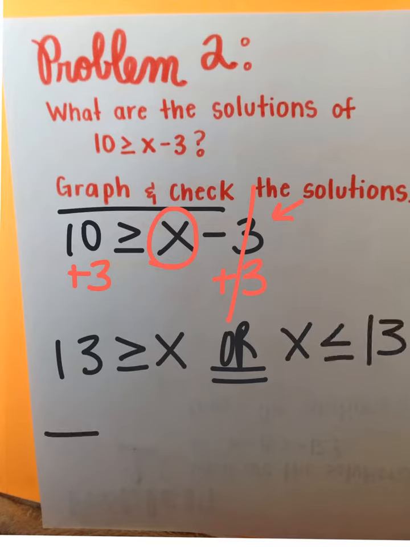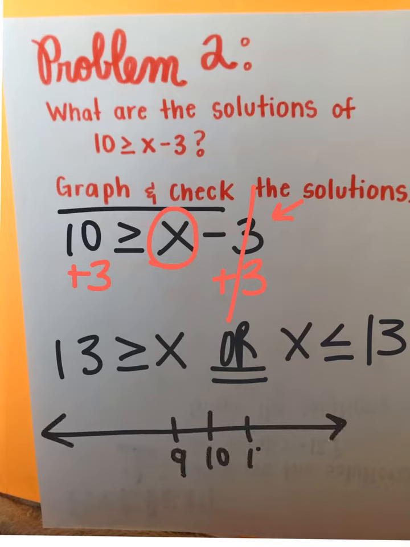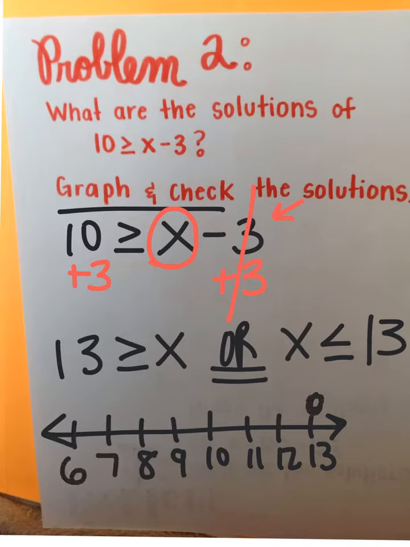And now I have to graph. If X is less than or equal to 13, I'm going to have a shaded-in circle above 13. And because it's less than or equal to, I'm going to go to the left on the number line.